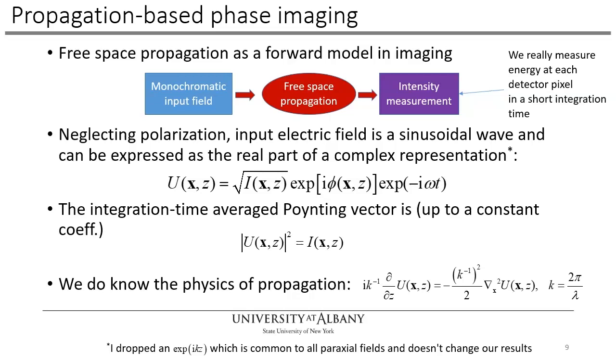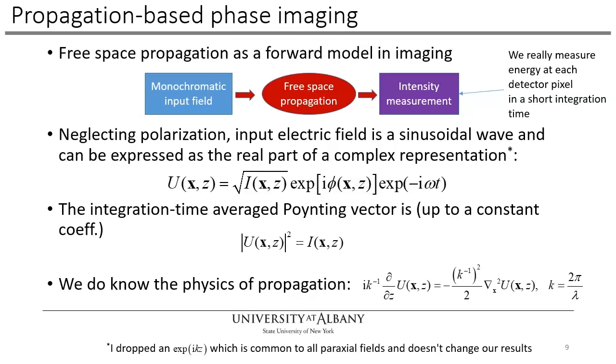You can prove at the end of the day that the intensity measurement of the camera pixel is proportional to the modulus square of the electric field. Or rather, I should say, the energy measurement at a detector pixel is proportional to the modulus squared of the complex representation of the field, the intensity of the field, which is proportional to the energy.